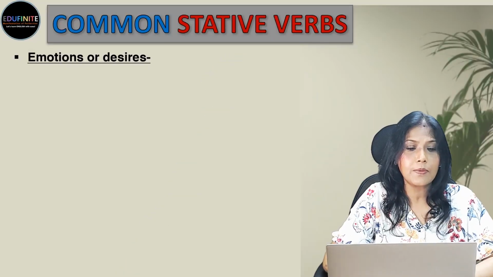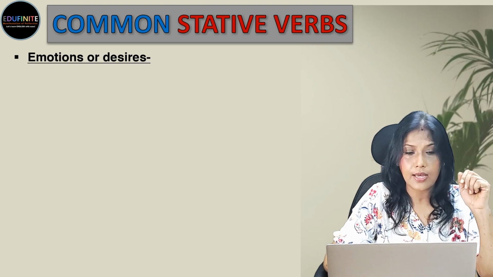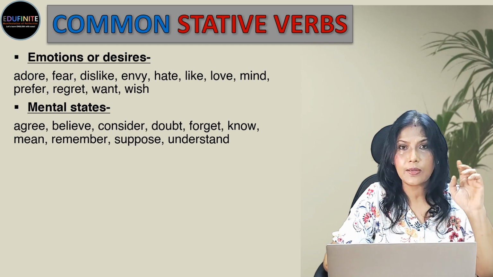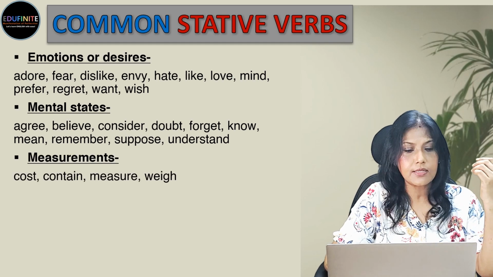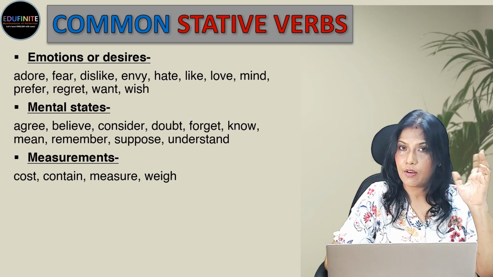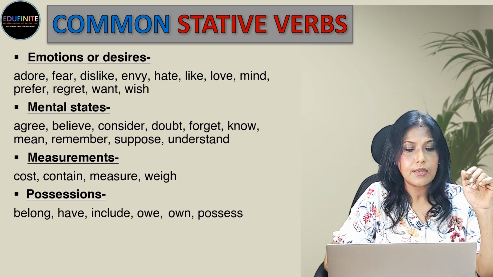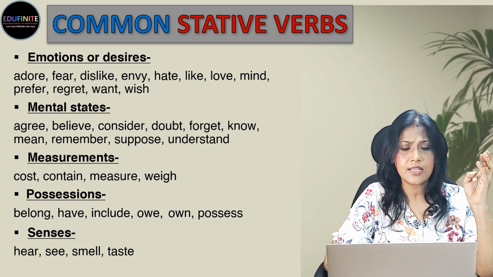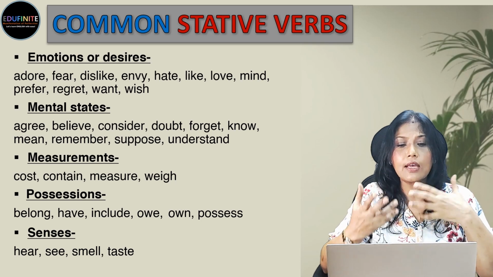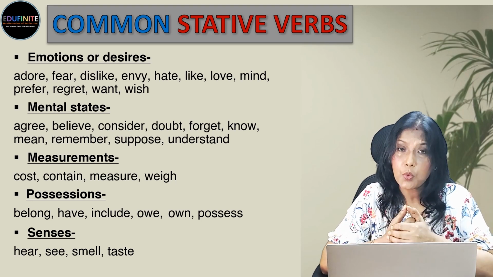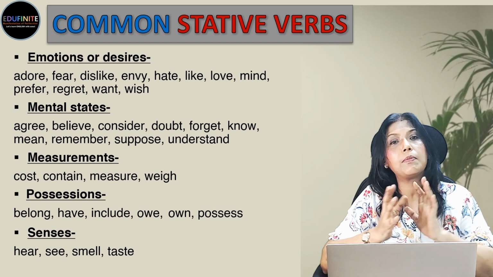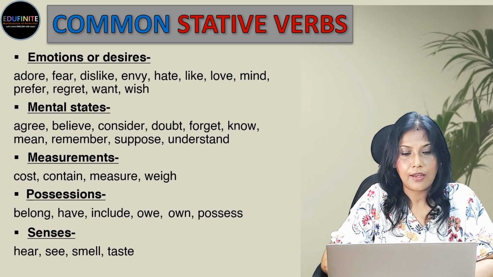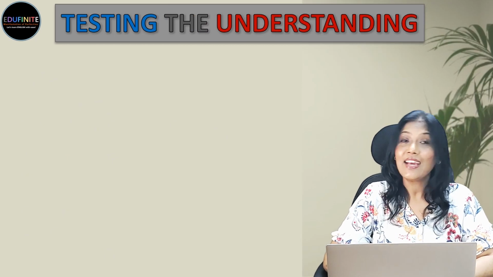So, common stative verbs are in the category of emotions or desires. These are the verbs. Next, we have mental states. These are the verbs. Next, we have measurements, under which cost, contain, measure and weigh. These are the verbs. Next we have possessions. Then we have senses: hear, see, smell, taste. So these are the common stative verbs which we have to avoid using with the present continuous tense or present progressive tense. Okay, now it's time to test the understanding.